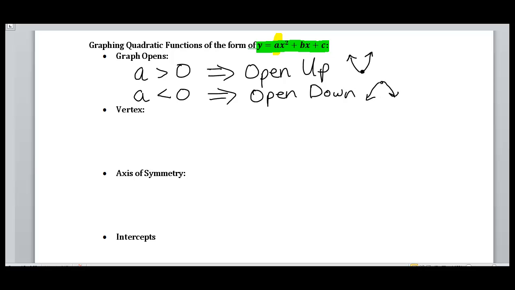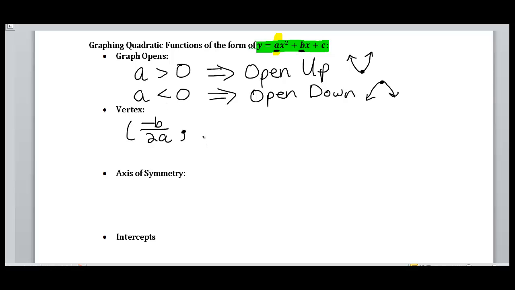The next thing we're going to do is look at this point here, which we call our vertex. Now we have a formula for finding the vertex. The x-coordinate of the vertex is given by -b over 2a, where a is sitting right here and b is sitting there. In order for me to find the y-coordinate, I've got to plug the x into the function or the equation and it'll spit out the y.